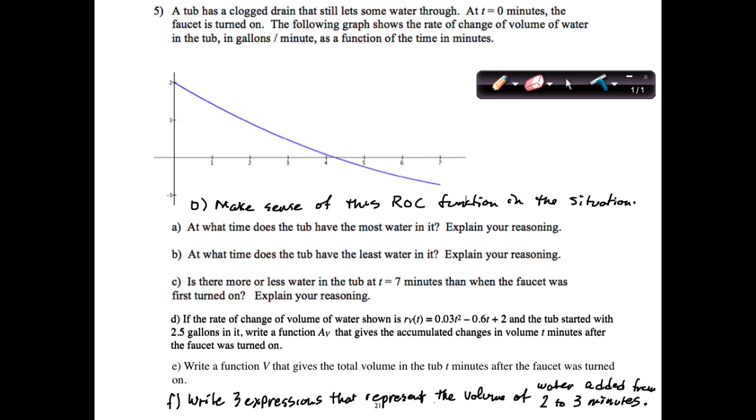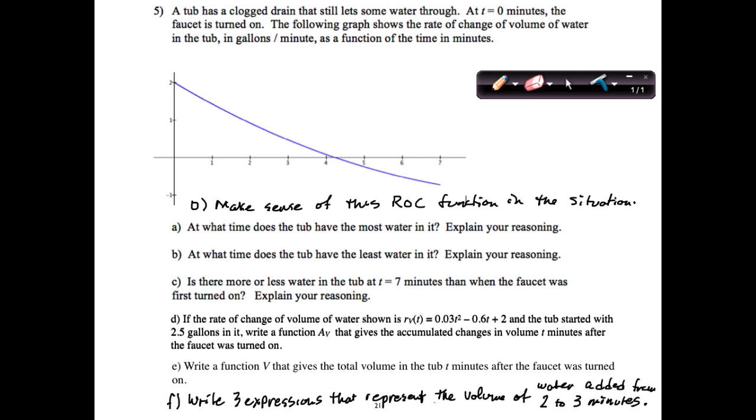Is that what this is? No, that's total. So how are you going to write this function without the 2.5? This is net accumulation, right? This is how much change since time equals 0. You can put 0, that's fine, but there's still a big problem with this.